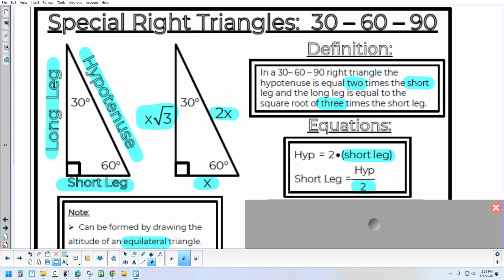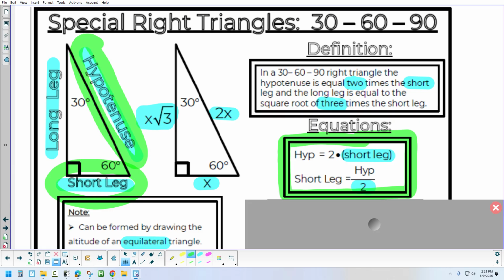Okay, so the formula is in this top box. This top box right here. These formulas will help you find this side, the short leg, and the hypotenuse.